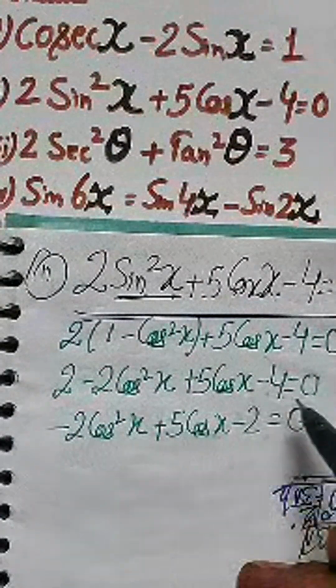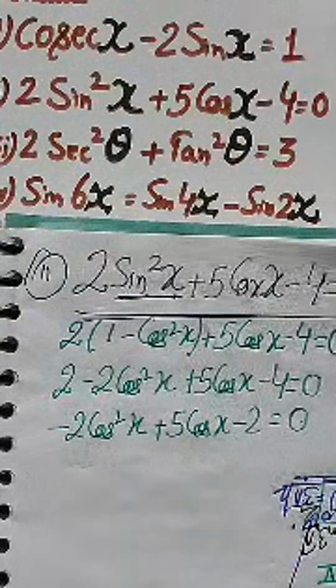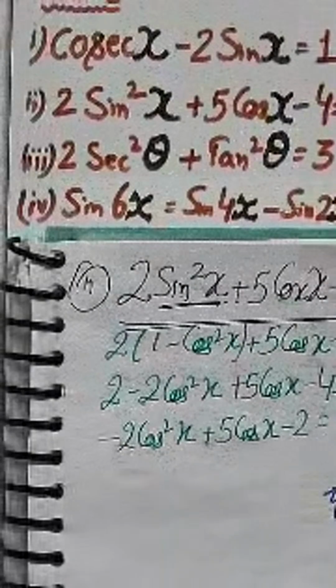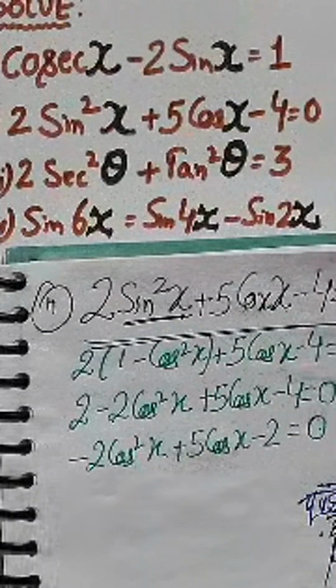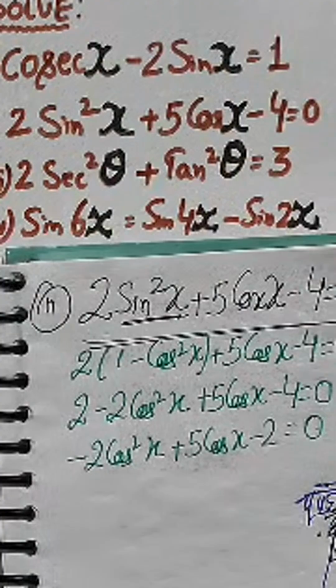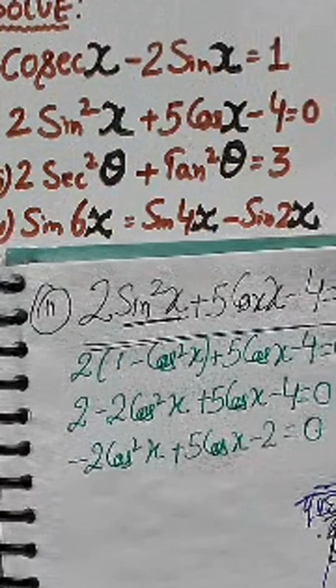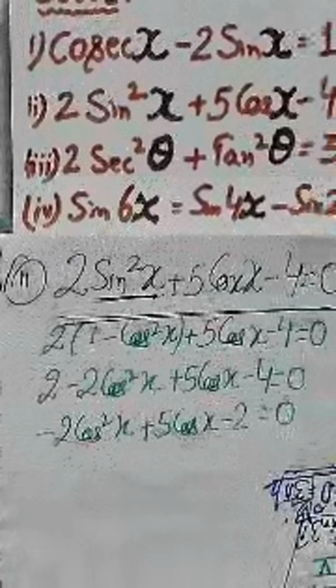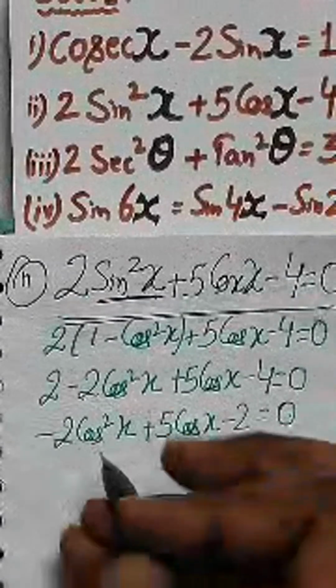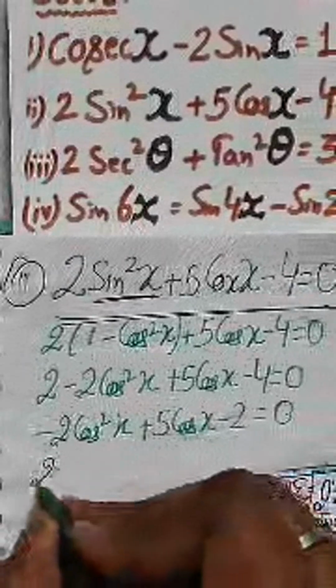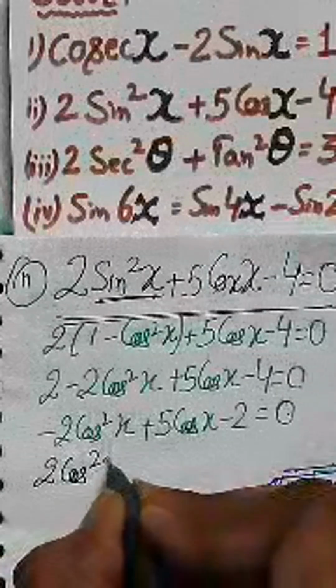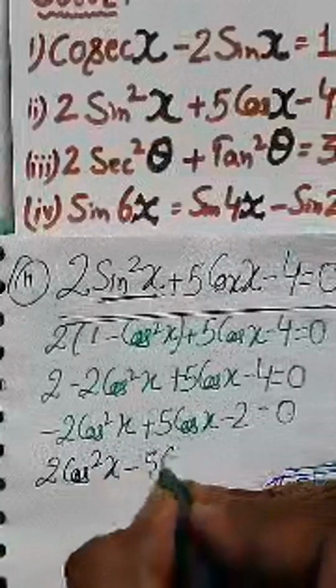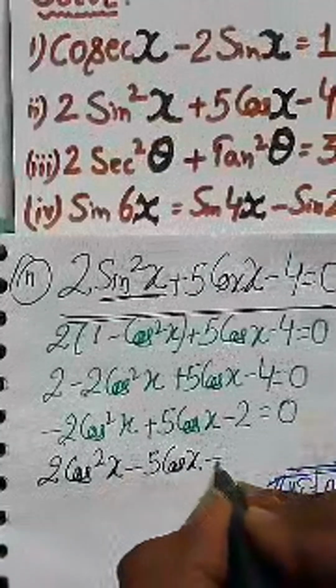And when we take this equation to the RHS, this will give you minus 2 cos squared x becoming plus 2 cos squared x. So this will be 2 cos squared x minus 5 cos x plus 2 equal to 0, right?